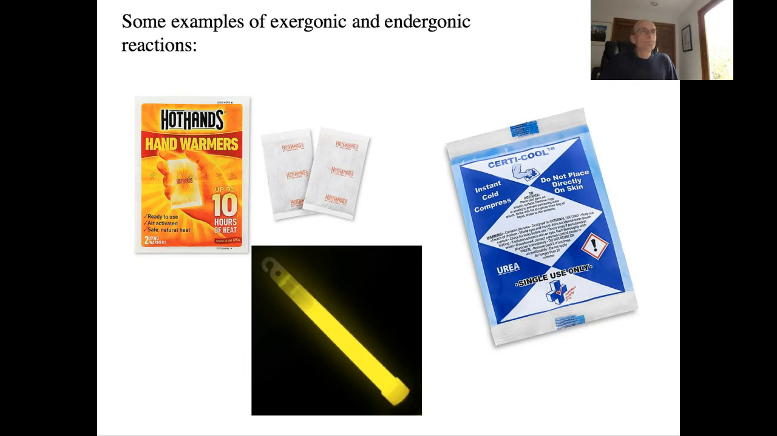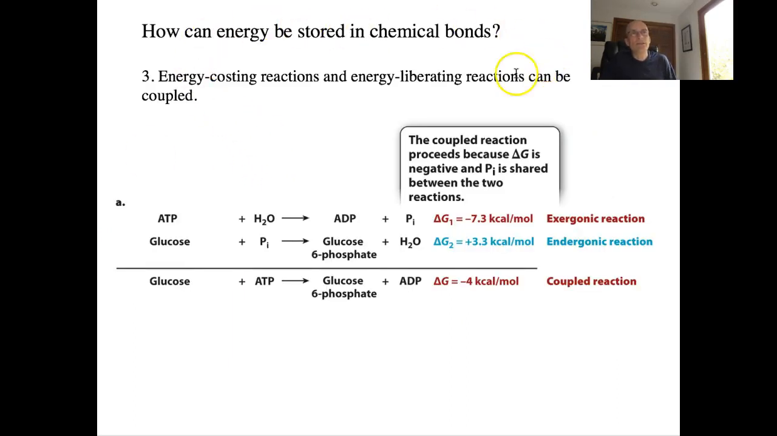Okay, but coming back to the question of how energy can be stored in chemical bonds, there is the fact that energy costing reactions and energy liberating reactions can also be coupled. So if we have the endergonic and the exergonic reaction, then energy comes out of one, is required for the other. And so wouldn't it be great if that energy could simply go over from one to the next reaction? And that is in some cases the case if you have compounds that can be close enough together that the energy can be transferred directly. So let me show you what I mean here.